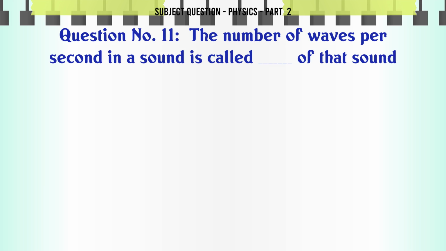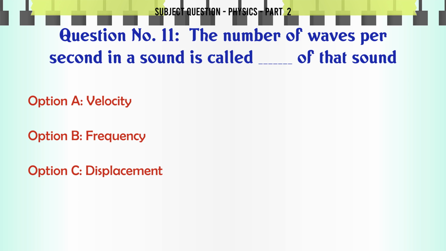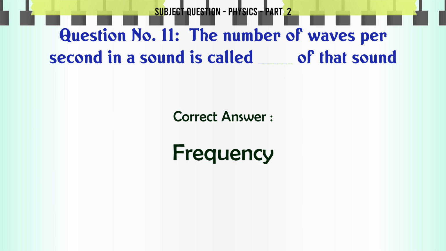The number of waves per second in a sound is called dash of that sound. A. velocity, B. frequency, C. displacement, D. acceleration. The correct answer is frequency.